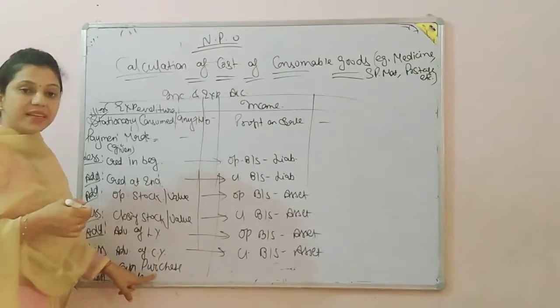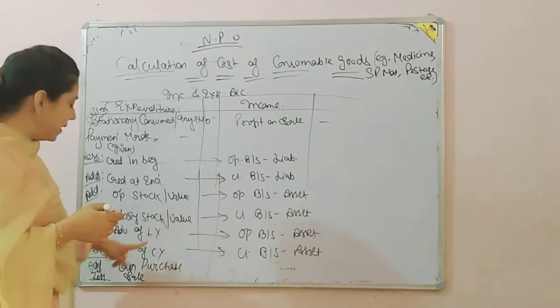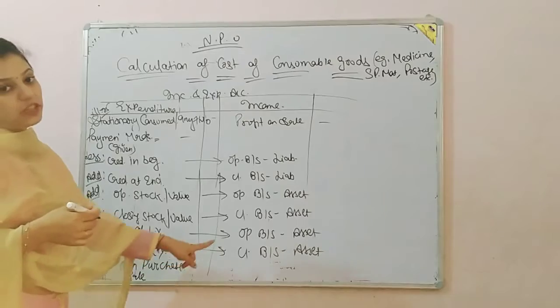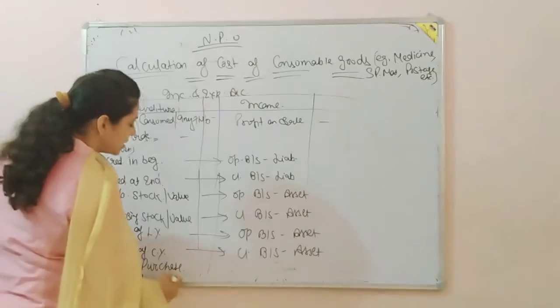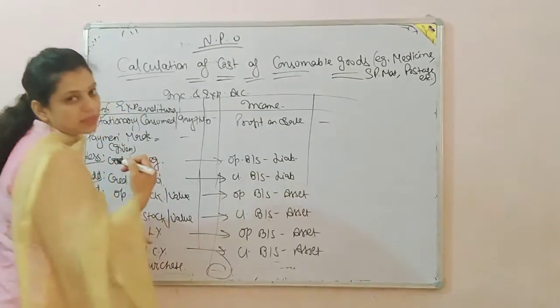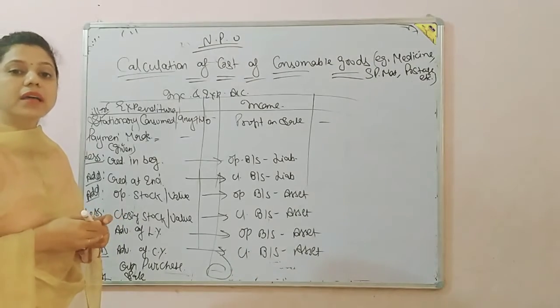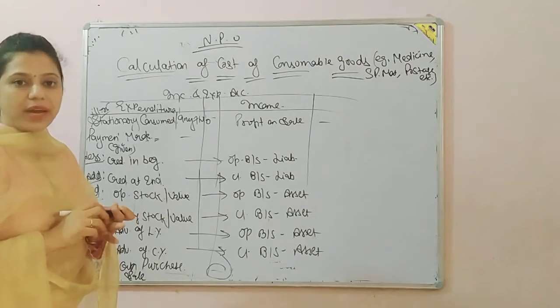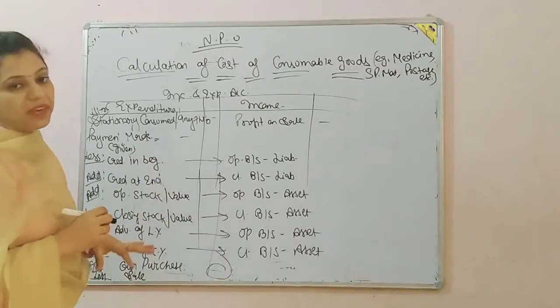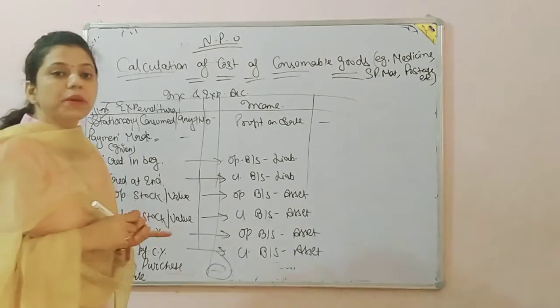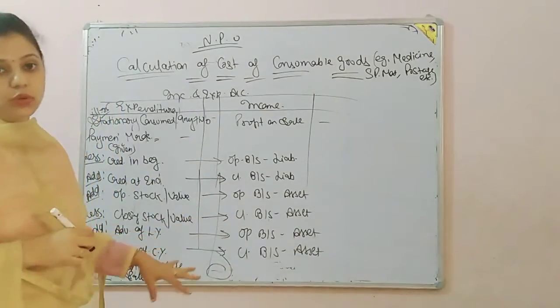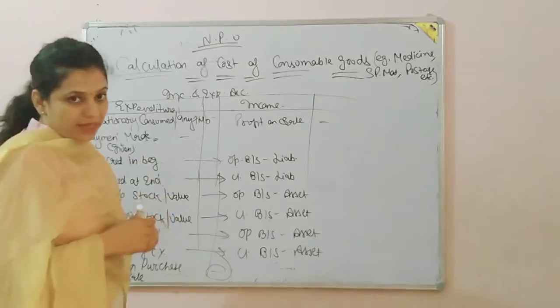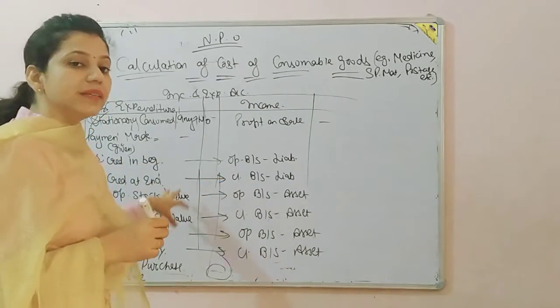If there is purchase, it should be added, and if there is sale, it should be deducted. After this we will get the consumed balance. I have tried to make sure that each and every concept related to consumable goods is clear to you. Now I have an example so that it is quite clear.